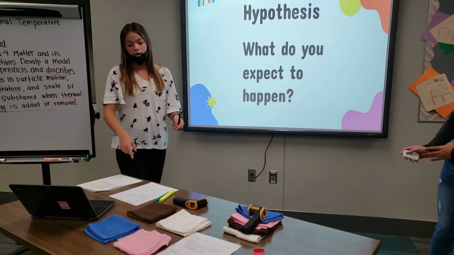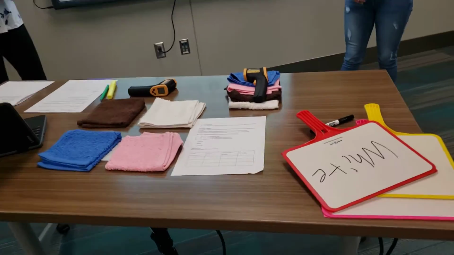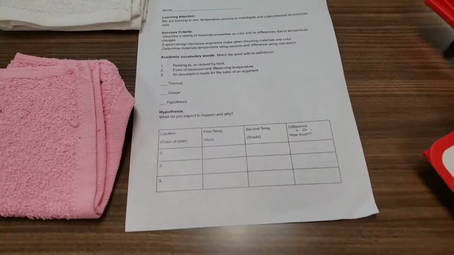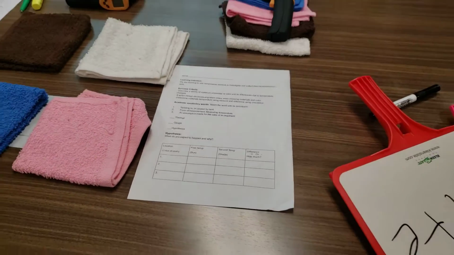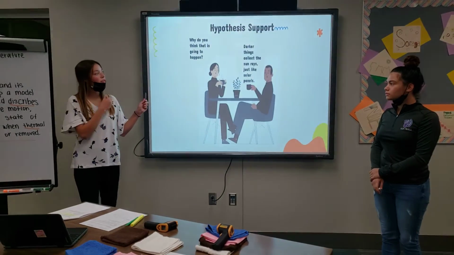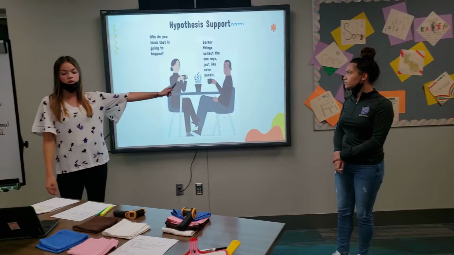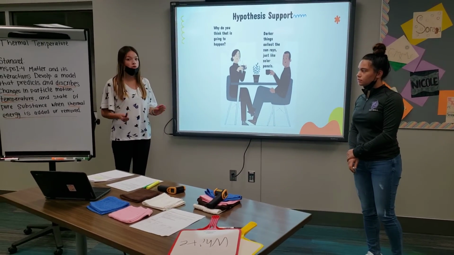On our worksheet, it has hypothesis and what do you expect to happen. So we had the kids discuss with their shoulder partner what they think was going to happen, as well as why. We wanted the kids to come up with a hypothesis and support why they think it's going to happen. We had them write down why they thought it was going to happen and what they thought was going to happen.